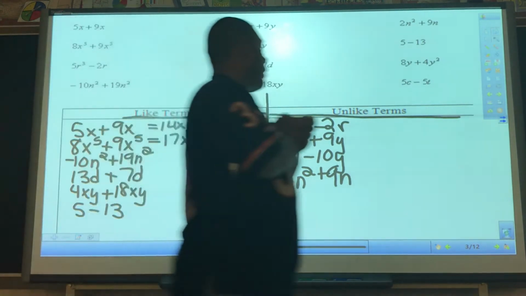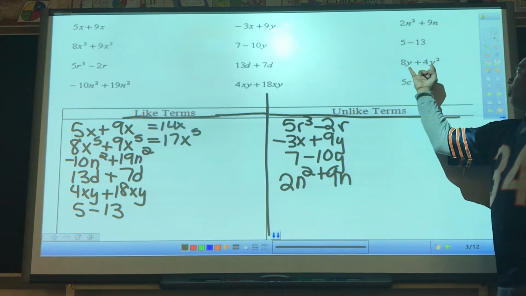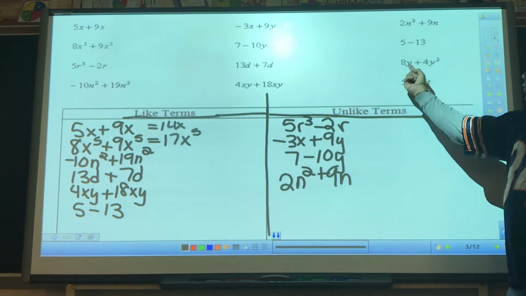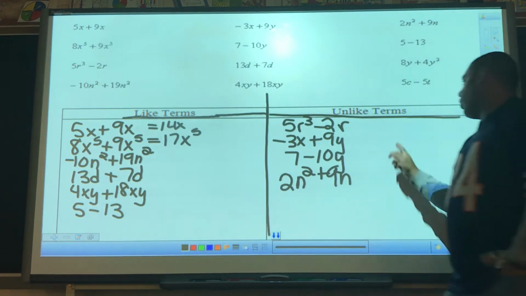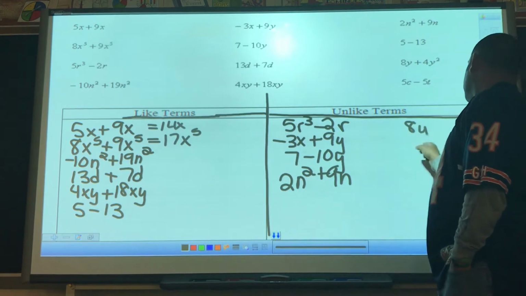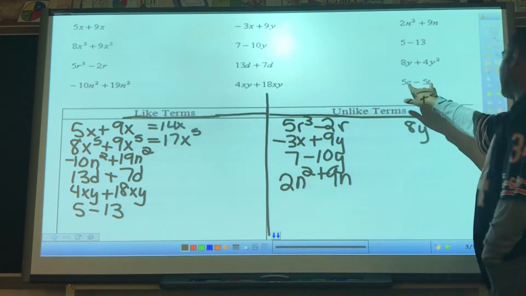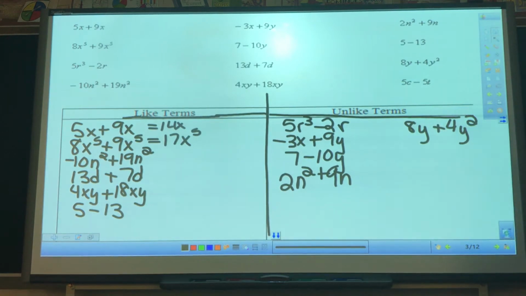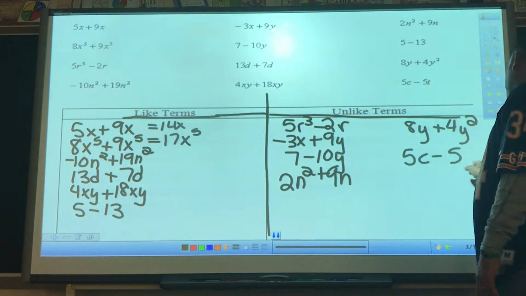8y plus 4y squared. Again, we have the scenario, same variable y, but this one has an exponent of 2, this one has an exponent of 1. We just don't write the exponent of 1. Those are not like terms. And the last one, it might be hard for you to see that, is 5c minus 5t. Totally different variables. Those are not like terms.